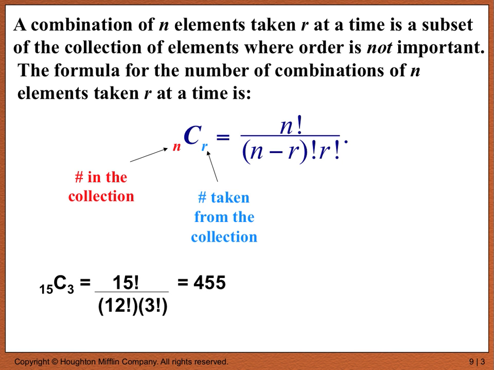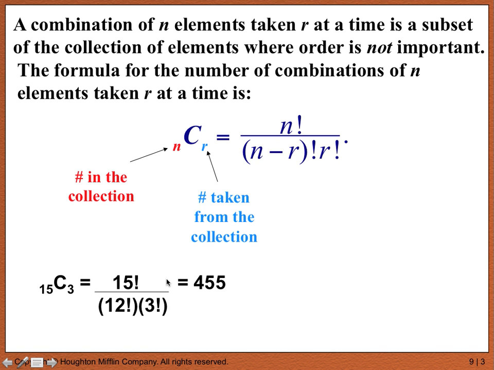So going back to the example on the last screen, which was 15C3, that would equal 15 factorial, because 15 is n, over 12 factorial, because 15 minus 3, or n minus r, is 12, and 3 factorial because my r is 3. 15 factorial divided by 12 factorial times 3 factorial, and that equals 455.